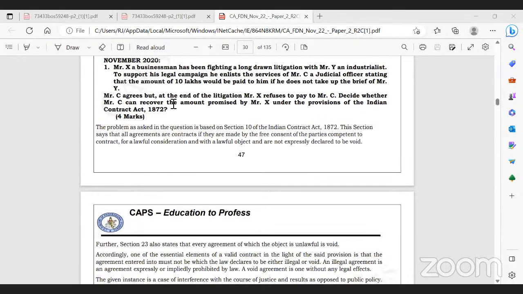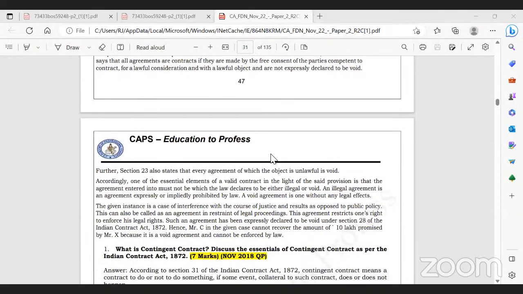The problem asked in the question is based on Section 10 of the Indian Contract Act 1872. The section says that all agreements are contracts if they are made by the free consent of the parties competent to contract. See, every time for breach of contract, you can always quote Section 10, because Section 10 mentions all the essentials of a valid contract: for a lawful consideration and with a lawful object, and are not expressly declared to be void. Further, Section 23 also states that every agreement of which the object is unlawful is void.